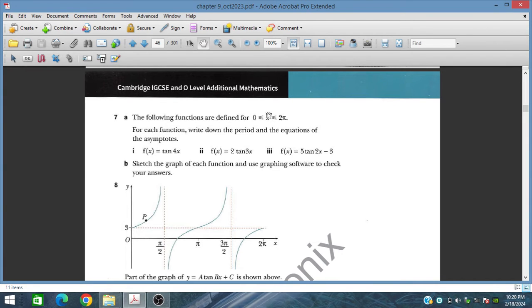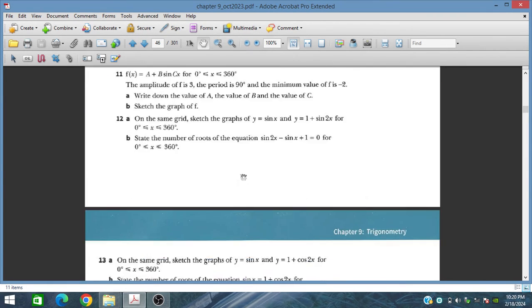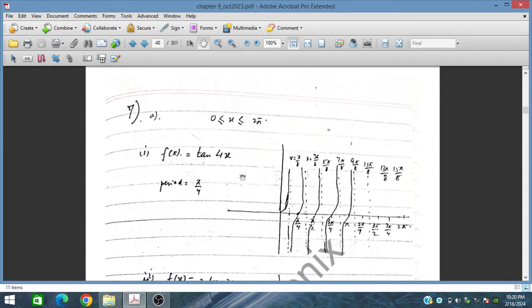Here we have functions defined for the interval from 0 to 2 pi, and for each function write down the period and equation of asymptotes. So we have f(x) = tan 4x, f(x) = 2 tan 3x, and f(x) = 5 tan 2x minus 3. So we have to draw these functions and write down the period and equation of asymptotes. So let's solve this. This is from 0 to 2 pi.